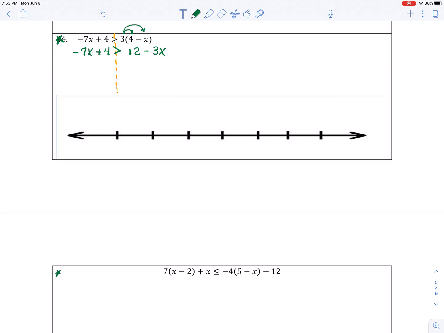So I see that I have variables scattered on both sides of the inequality, so I think I'll begin here by adding 3x to both sides. That will give me a negative 4x plus 4 greater than 12. All right, so the next thing I want to do to get these constant terms together is to subtract 4 from both sides.